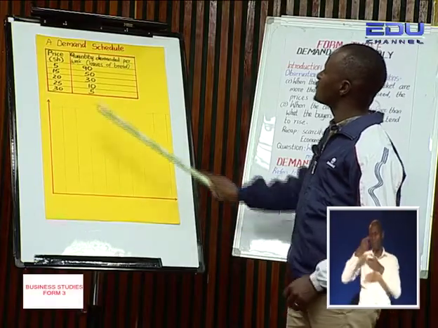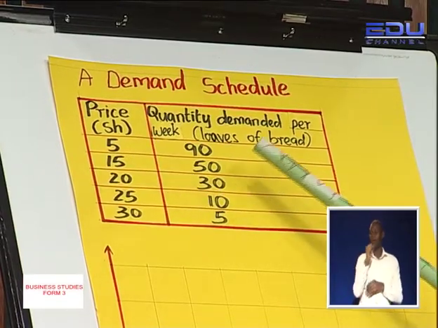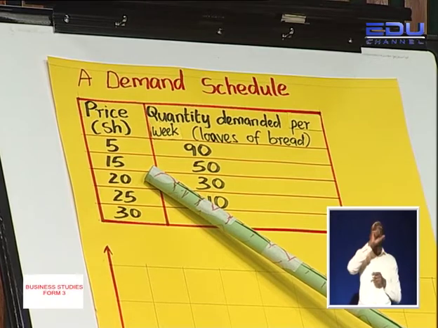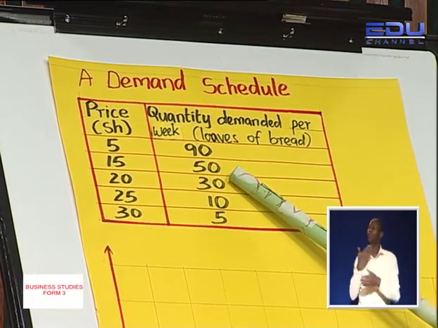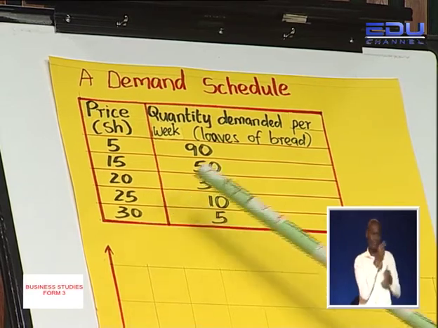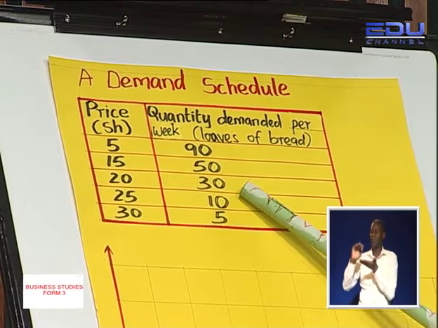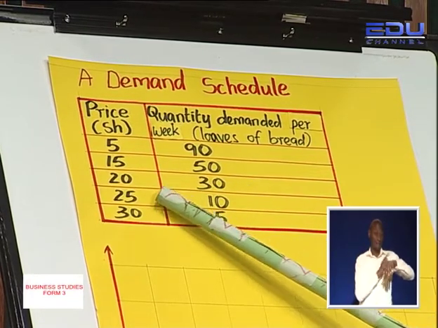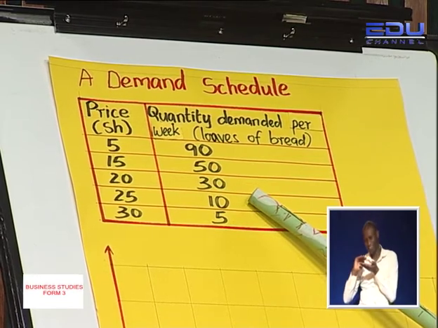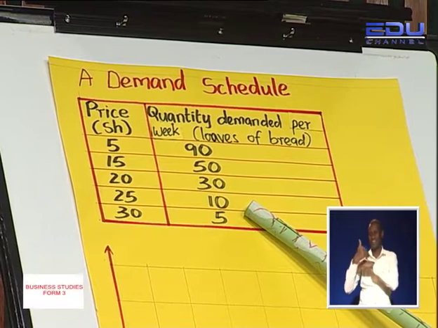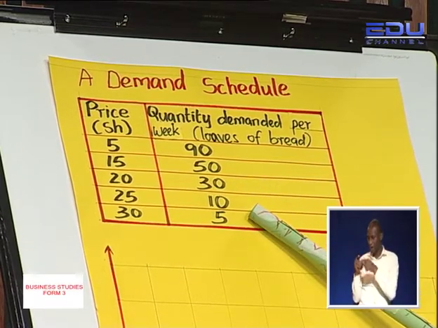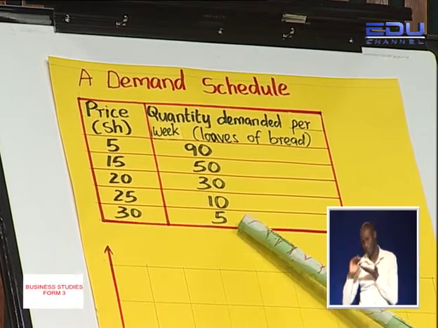When the price was 5 shillings, the quantity demanded was 90 loaves of bread. When the price increased to 15 shillings, the quantity demanded decreased to 50 loaves of bread. When the price increased to 20 shillings, the quantity demanded further decreased to 30 loaves of bread. With a further increase of price to 25 shillings, it resulted in a decrease in the quantity demanded to 10 loaves of bread. When the price hit 30 shillings per bread, the quantity demanded reduced to 5 loaves per week.